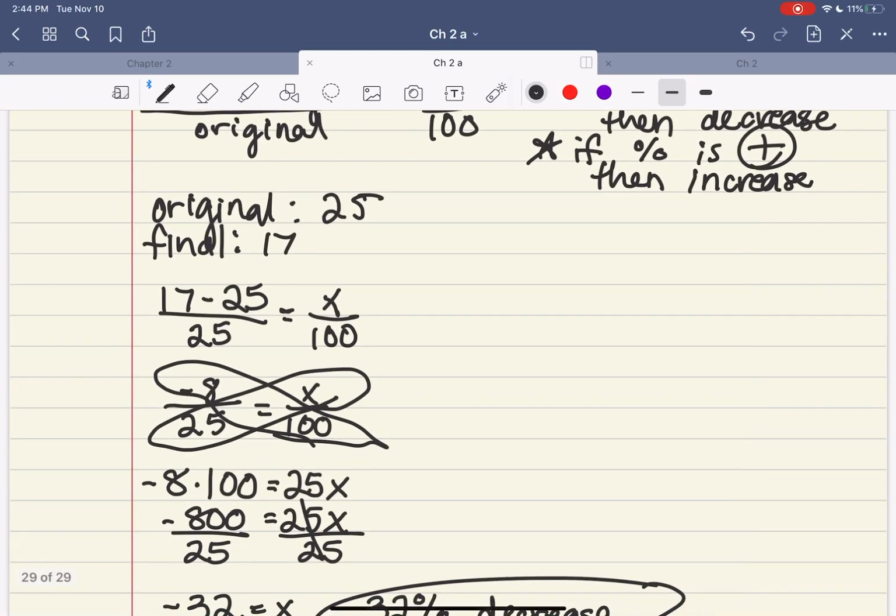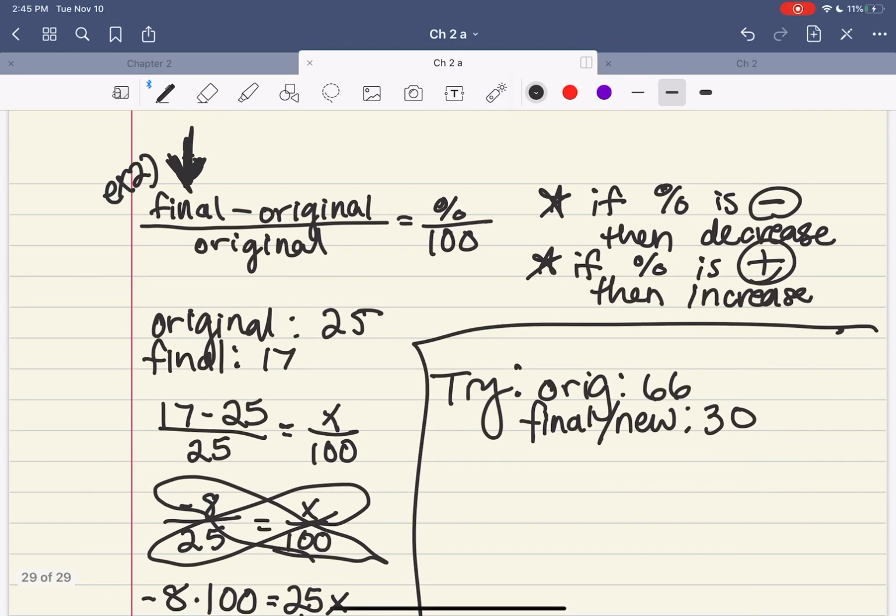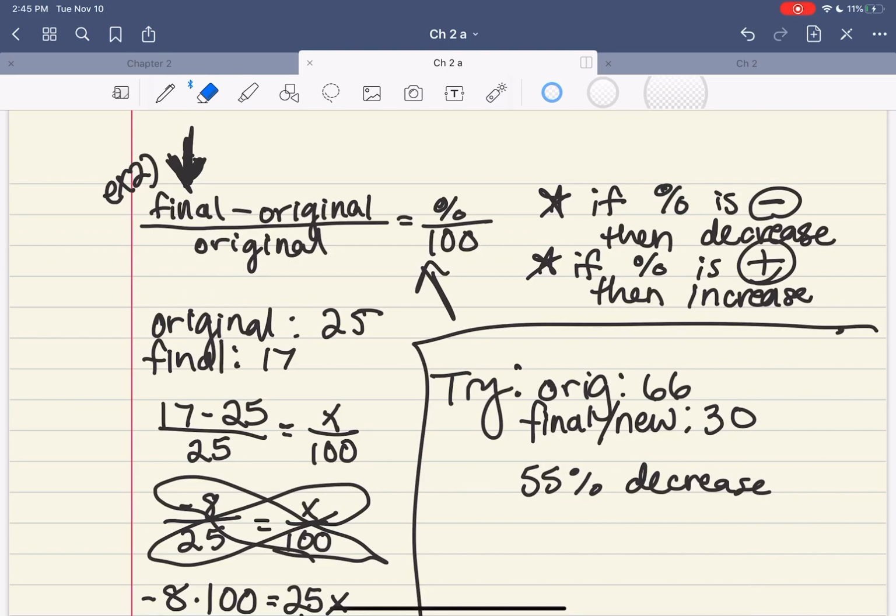So I'm going to give you a try problem. We're going to do it right here. So if you have an original of 66, and then they actually change the words on me because they're being obnoxious. Here's the final. They also call it new, the new amount of 30. Find the percent change using that equation, okay? Pause your video. And you should get approximately a 55% decrease. So you ended up with like a negative 55 approximately, and that's what gives you a 55% decrease. Okay.